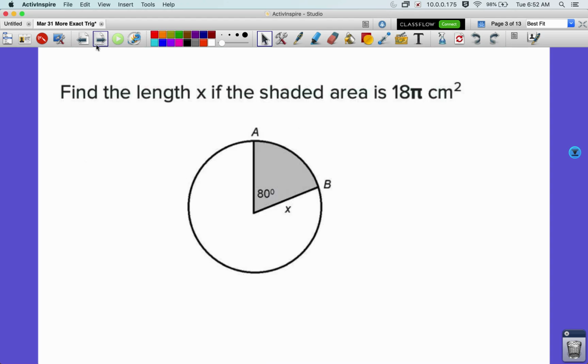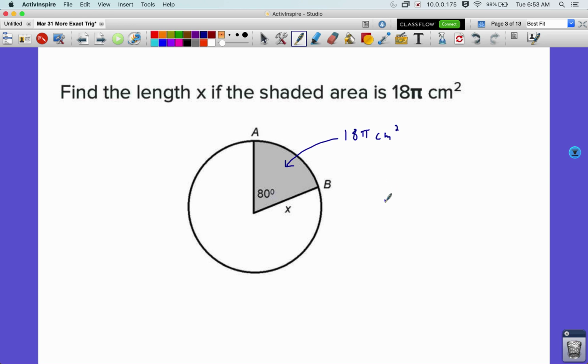Alright, first question, draw a little sketch of this, and then we want to find x if we know that the area of the shaded region is 18 pi square centimeters. So we know this right here is 18 pi centimeters squared. We're going to figure out x.